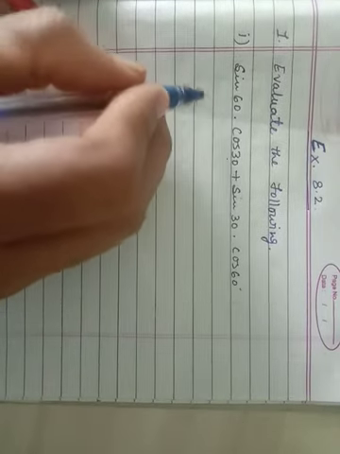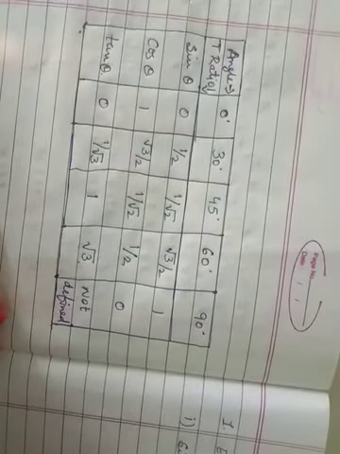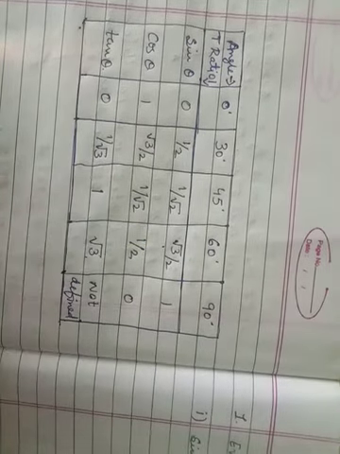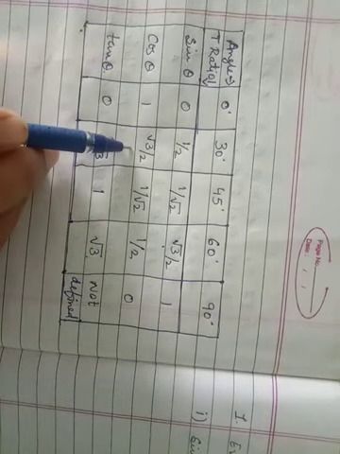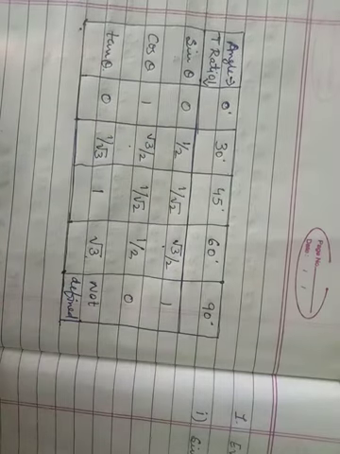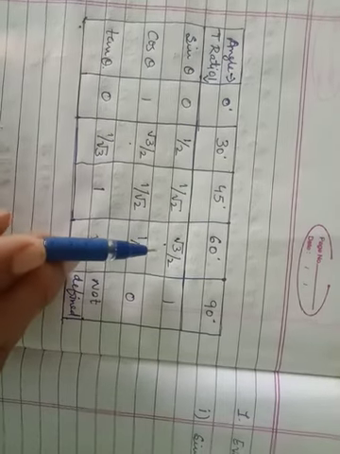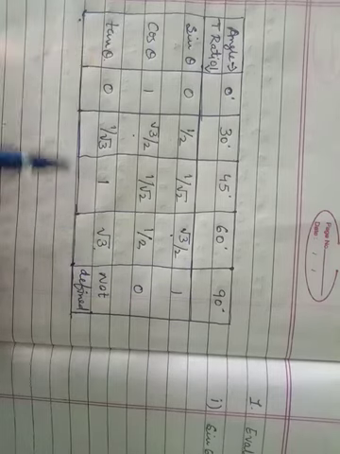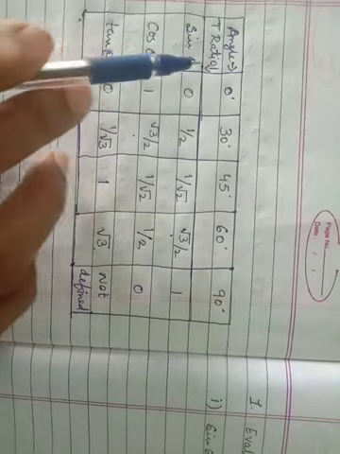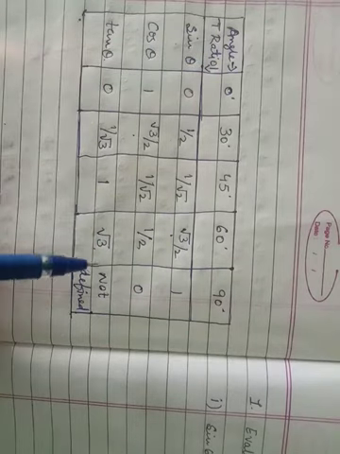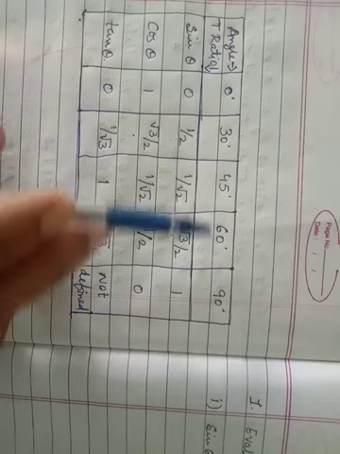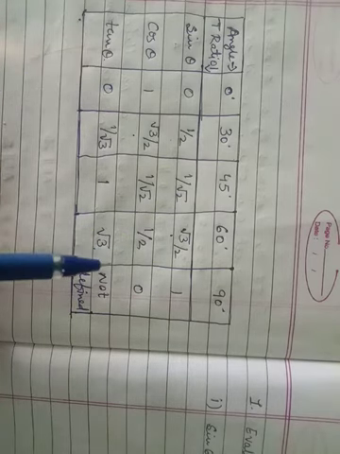You can see that the value of sin 60 is root 3 by 2. Cos 30 is also root 3 by 2, sin 30 is 1 by 2 and cos 60 is 1 by 2. This table you should learn properly. If you learn sin theta, cos theta and tan theta with all the angles, then you can easily find cosec, sec and cot theta. But you should learn this table first of all.